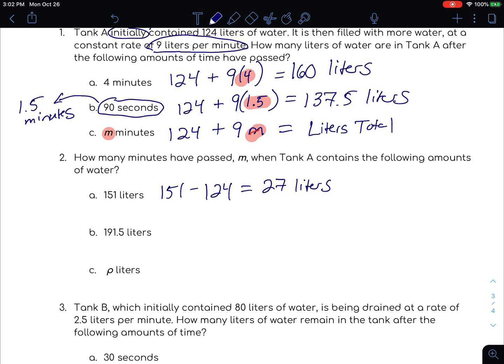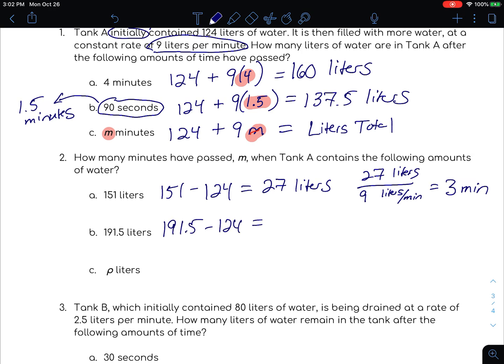That's not what we want to find. We want to find the number of minutes that have passed. All right, so if 27 liters have been added, and we know the rate is 9 liters per minute, that means that it must have taken 27 divided by 9, or 3 minutes for that to happen.